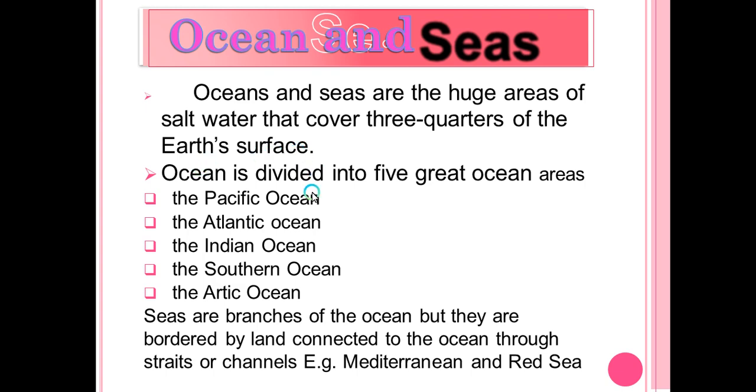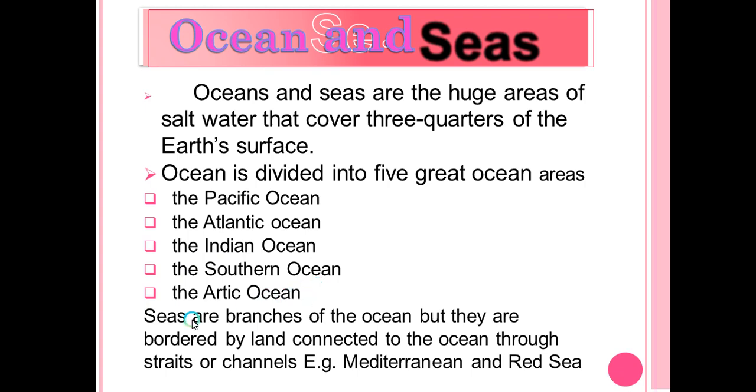Okay, so the ocean is divided into 5 great ocean areas: Pacific Ocean, Atlantic Ocean, Indian Ocean, Southern Ocean, and Arctic Ocean. I go again: Pacific Ocean, Atlantic Ocean, Indian Ocean, the Southern Ocean, and the Arctic Ocean.